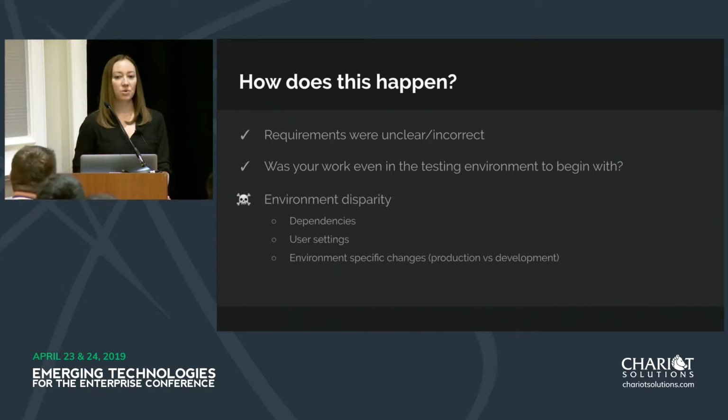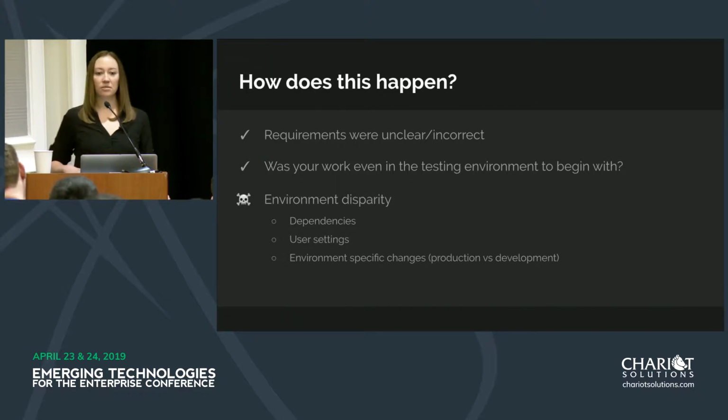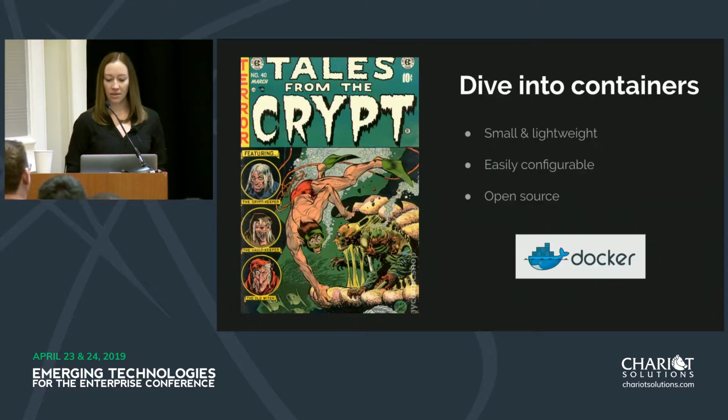But if we think back to the workflow that I just described, we've actually solved some of these problems. If our requirements are written in the tests and accessible to the developers, then they're very clear. Either the tests pass or the tests fail. If you're adding all of your tests to the same branch before you merge that into any other environment, then it's very clear that you're working on the correct environment. But we still have this problem for environment disparity. And for that, we are going to dive into containers.